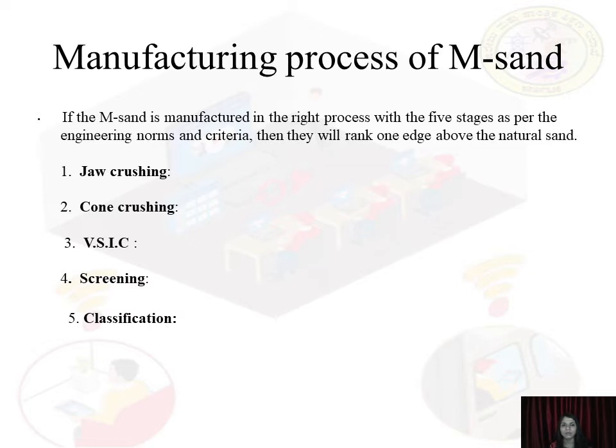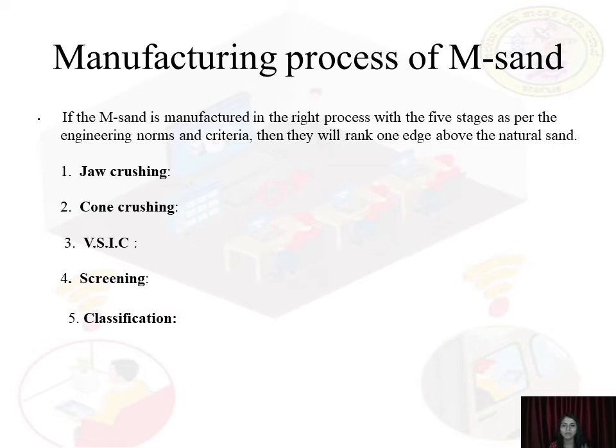As I told you, the manufactured sand has to be processed, meaning it has to go through these 5 stages as per the engineering norms and criteria. The first one is jaw crushing, then cone crushing, VSIC, that is vertical shaft impactor crushing, and then screening, classification, that is classifiers. Here the washing will take place.